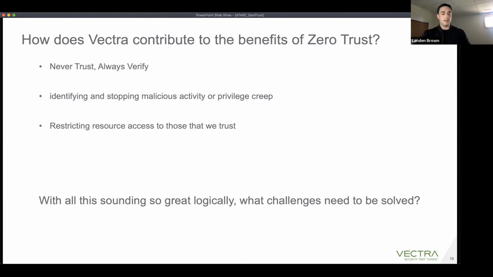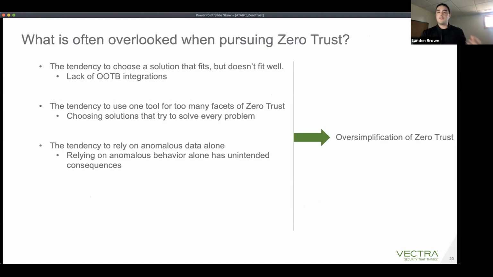And logically, from an engineering perspective and from a leadership perspective, this sounds fantastic, right? But I think it's very important to identify the challenges that we have faced in the industry for the past decade as it relates to actually implementing a true zero trust architecture. And so what is often overlooked when pursuing zero trust? I think the first tendency is to choose a solution that fits but doesn't fit well, right? What I mean by that is that a lot of solutions have a piece to play within zero trust, but not a lot of them cooperate or work together well.